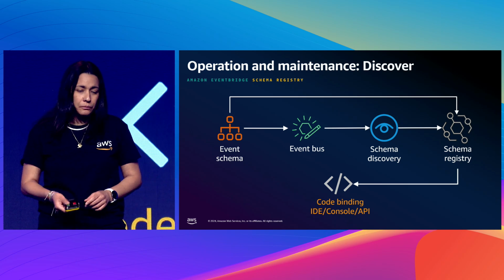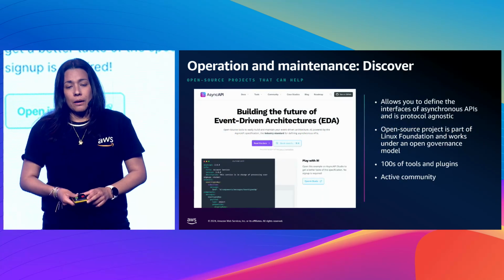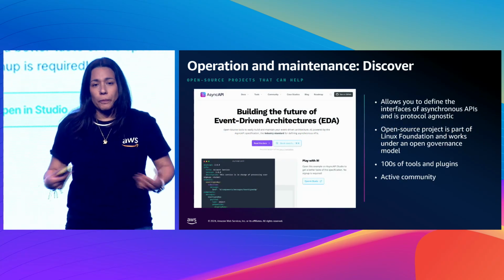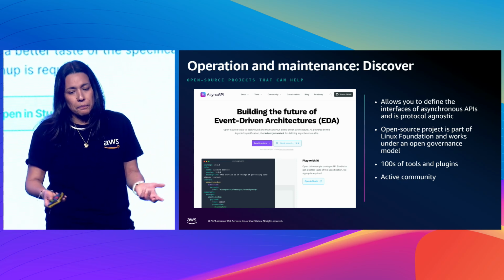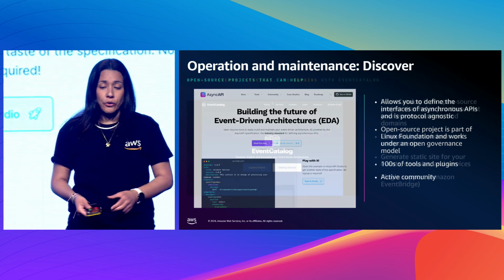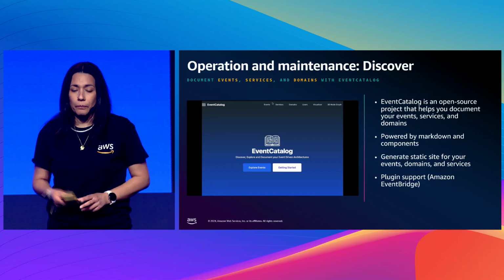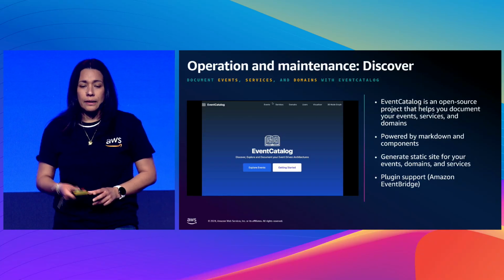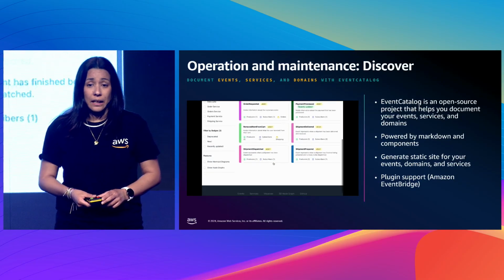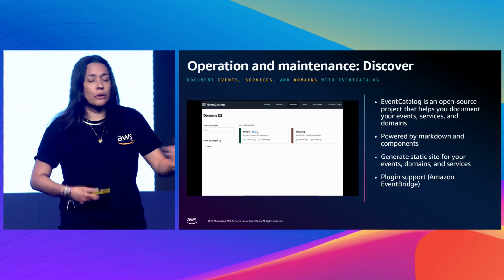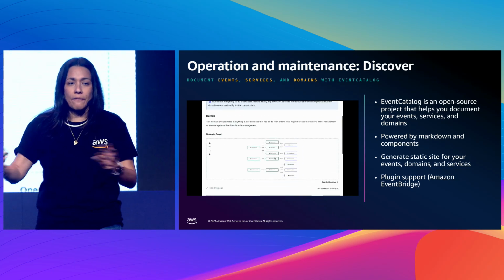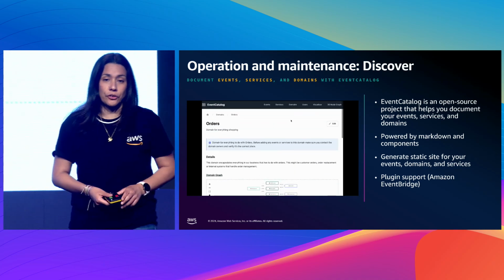And if you go to the schema registry, you can also download code bindings for different programming languages. So that's pretty useful. In terms of documentation, there are open source projects that you can look into. AsyncAPI is one of them, and I also encourage you to look at EventCatalog by our colleague David Boyne as well. This actually generates a static site for you for your event-driven architecture. So it will document producers, consumers, events, and also a visualization of the integrations.